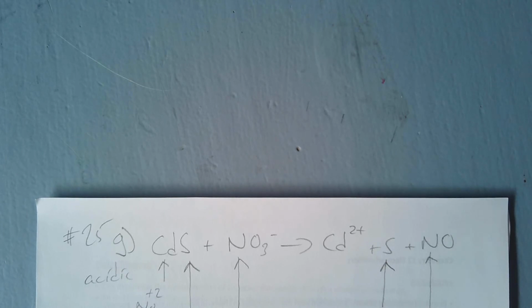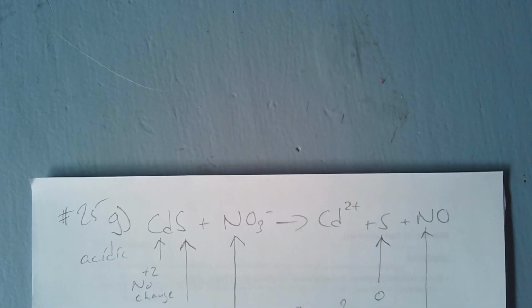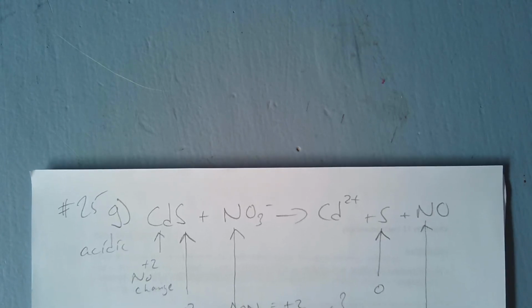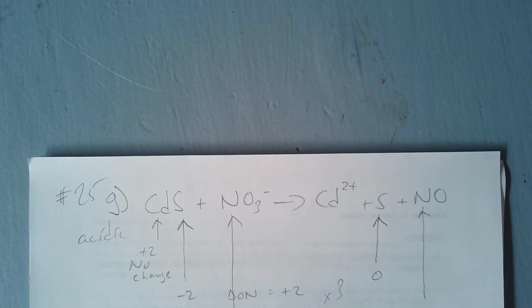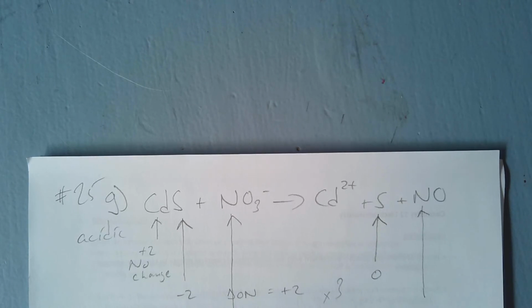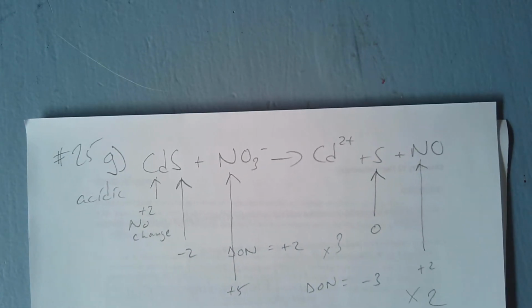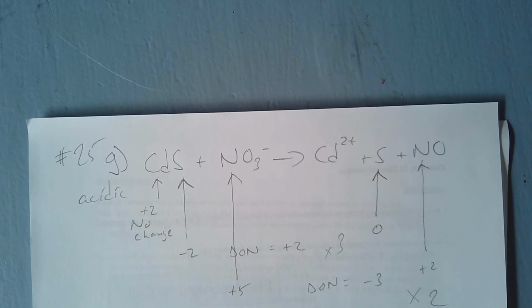When you're doing the oxidation number method, you only look for those that are changing in oxidation number. Like number 25G, you notice that the cadmium is 2+ on the left and 2+ on the right, so it's not going through an oxidation or reduction, and you can ignore that one. So let's look at sulfur. Sulfur is -2 on the left and 0 on the right, so that's a change in oxidation number of +2. The nitrogen is +5 on the left and +2 on the right, so that's a change of -3.